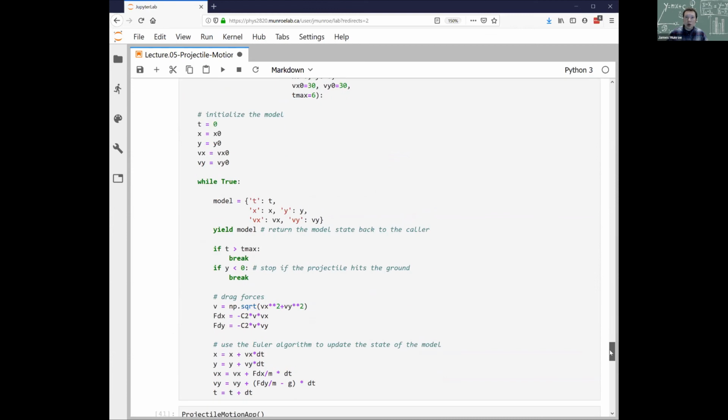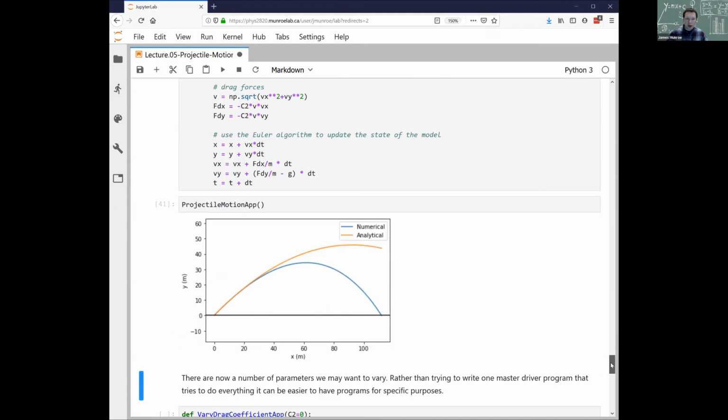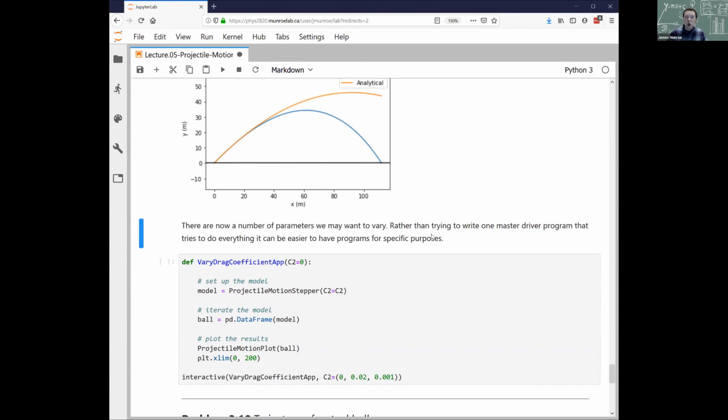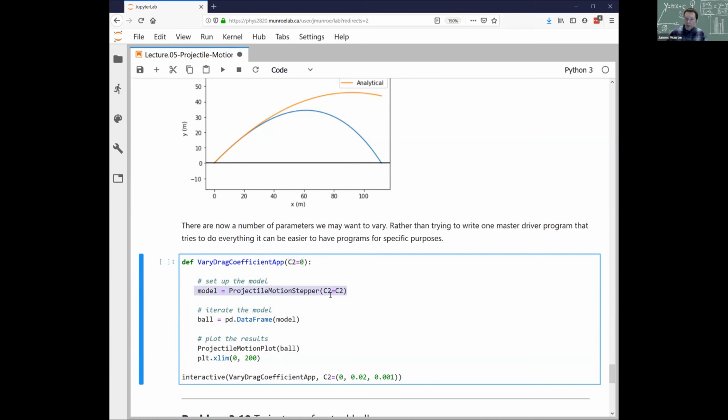So let's write a new driver program that solves that problem, right? I'm not going to try and make one master driver program that does everything I can imagine. I'm going to write them for specific purposes. This application is going to vary the drag coefficient. That's its entire job. It takes as a parameter a drag coefficient. By default, it's 0, but I'm going to change that. It needs to set up the model, and I'm just going to pass in whatever drag coefficient was given to me on the outside, solve it, and then plot it. And then what I can do is wrap that in an interactive. We talked about these widgets.